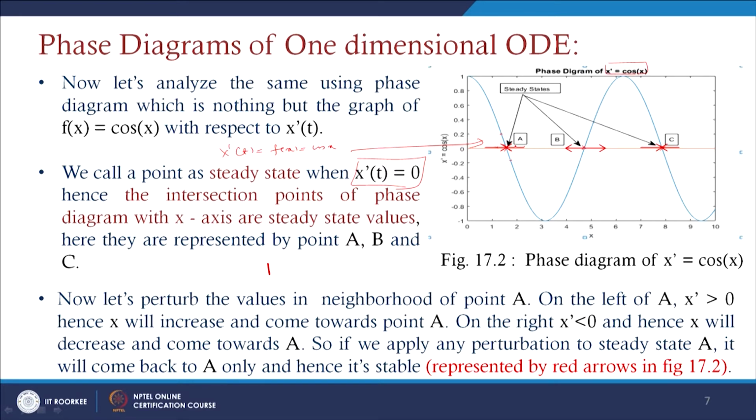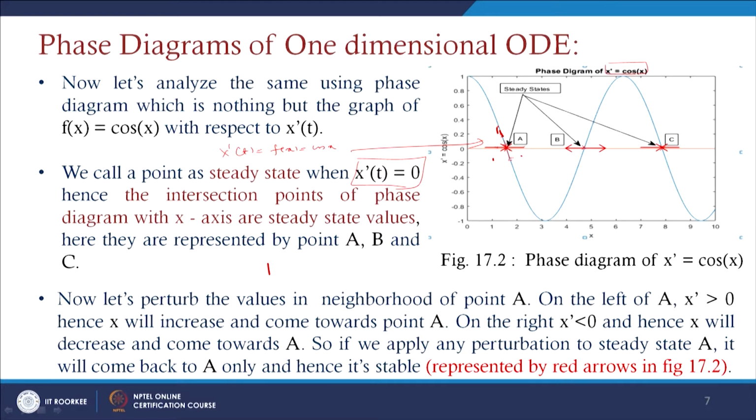If we apply any perturbation to steady state A here, it will come back to point A only, hence it is stable. That is why we have written here, if you perturb any values in the neighborhood of A, since x dash is greater than 0 on the left part of A, it is positive here, and it will increase and come towards the point A here.